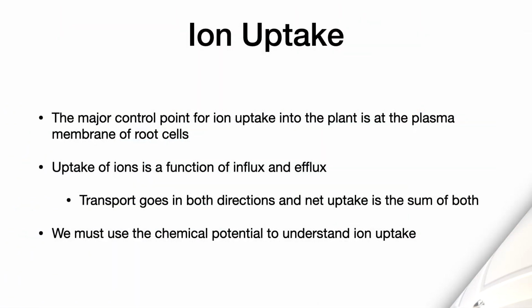So in this lecture, we're going to focus on short-term transport, how they happen, why they're selective, and how they differ in different plants. The major control point for ion uptake into the plant is at the plasma membrane of root cells. Uptake of ions into a root or into a cell is a function of influx and efflux, the inward movement and the outward movement of ions. So transport goes in both directions, and net uptake is the sum of both the influx and the efflux.